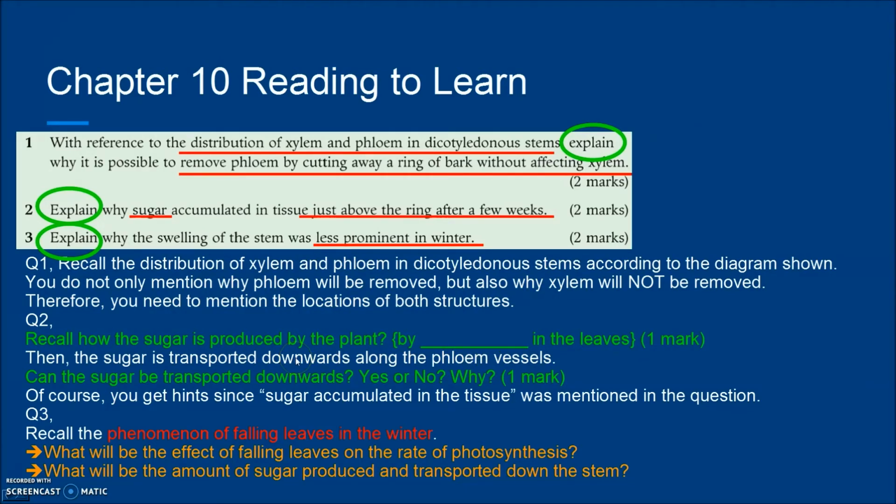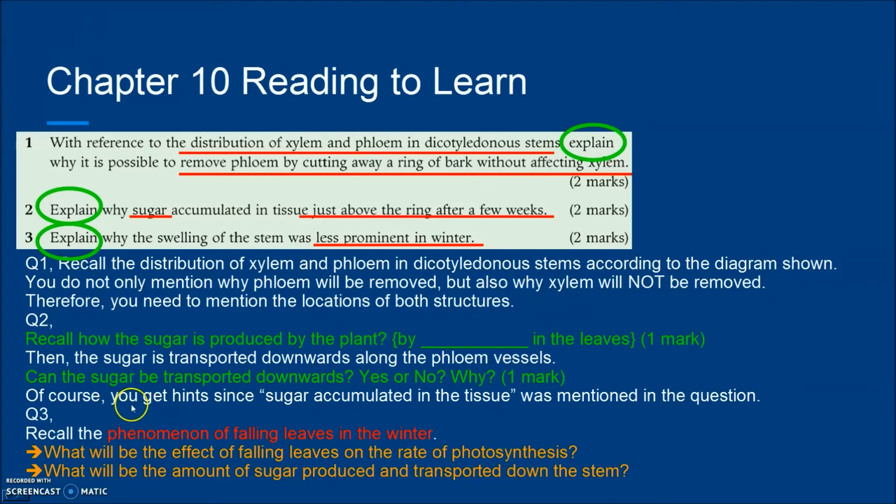So according to the paragraph, it's just a simple logic for you to think about. We would like to transport the sugar downwards along the phloem vessels, but can we do so? You need to tell me yes or no, and then why. Don't just tell me yes or no. I need the reason why you say that, or why we can or why we cannot. The sugar can or cannot be transported downwards.